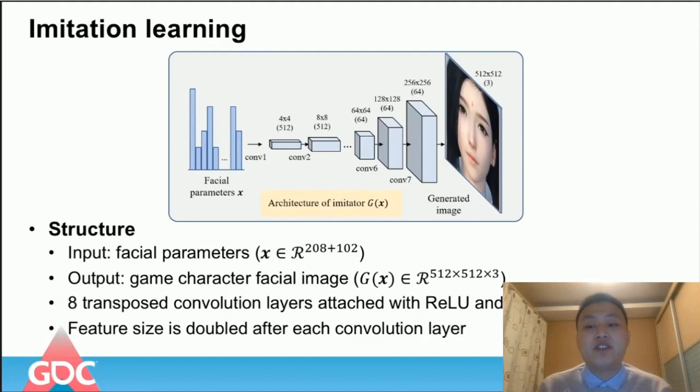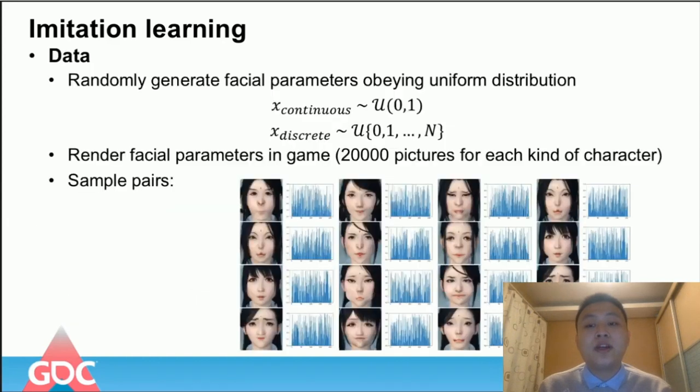Based on the definition of facial parameters, we build our generative neural network named imitator in order to imitate the behavior of the game engine. In detail, we use 8 transposed convolution layers in the imitator with corresponding ReLU and BN layers, where the input and output of this network are the facial parameters and the facial images of a game character. For training this neural network, we randomly generate 20,000 facial parameters obeying uniform distribution and render them by the game engine of Justice. The following picture shows a part of our training dataset.